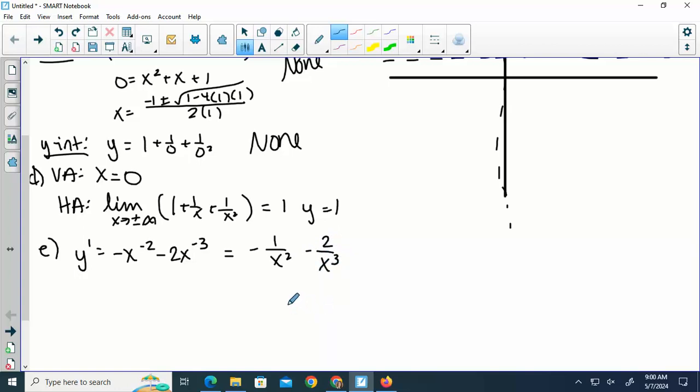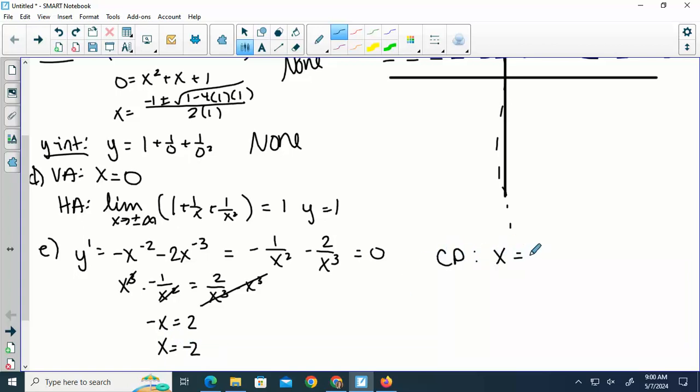Alright, we are looking for critical points. That's anywhere this is 0 or undefined. So if we set it equal to 0, we have negative 1 over x squared equals 2 over x cubed. If you multiply by x cubed on each side, those cancel. Cancel 2 of those, so we get negative x equals 2, so x is negative 2. So our critical points are negative 2 and what's the other one? 0, because that's where it's undefined.